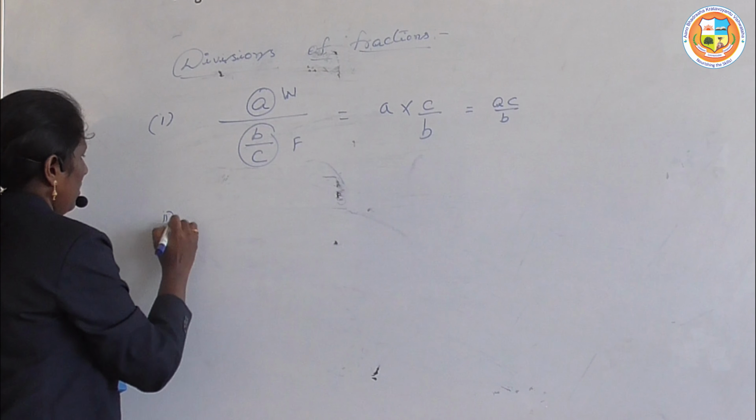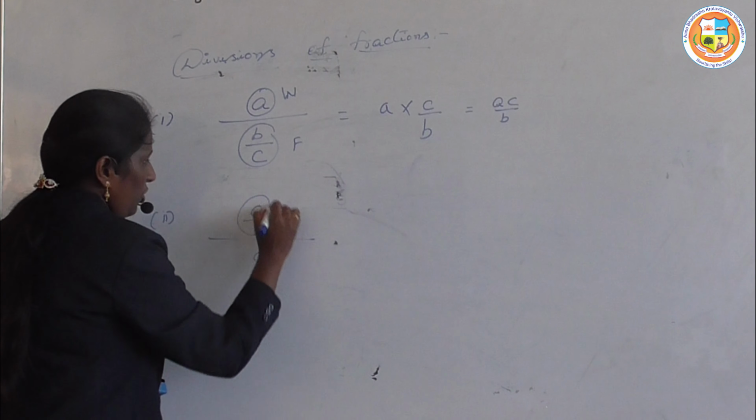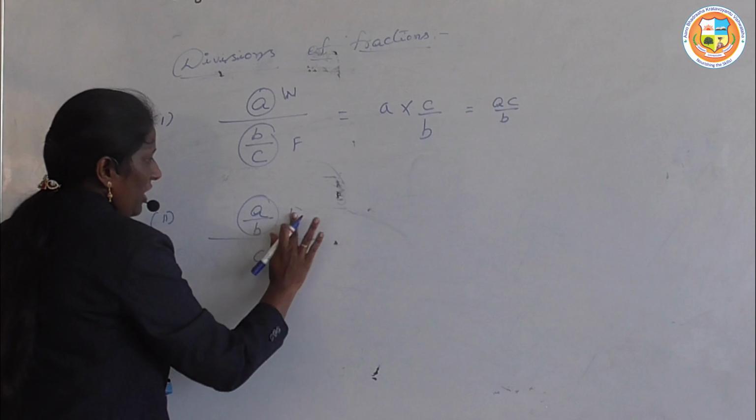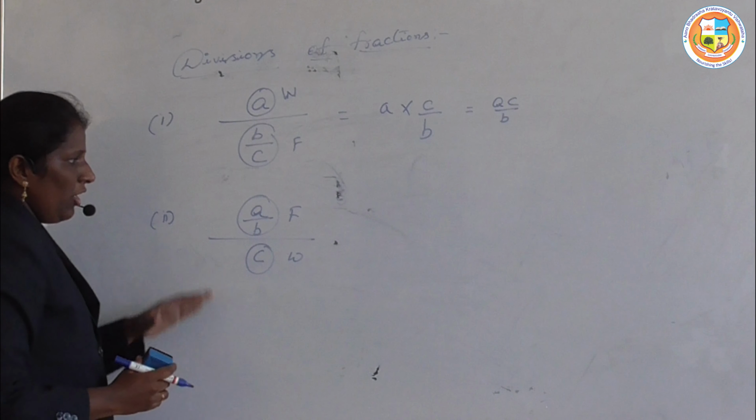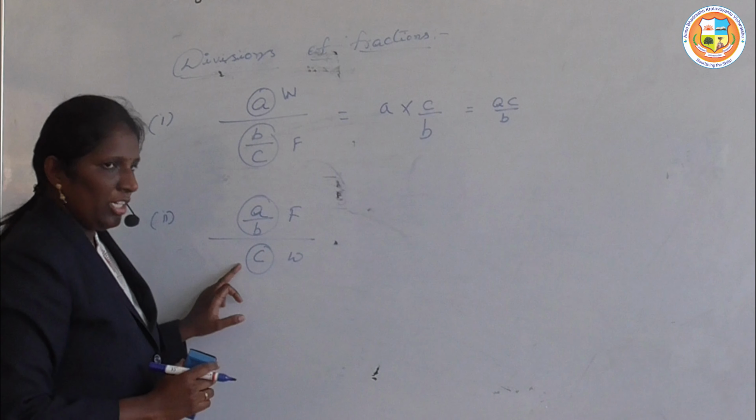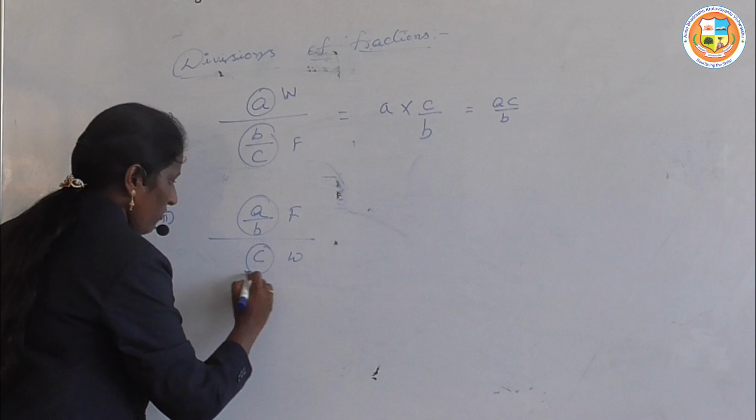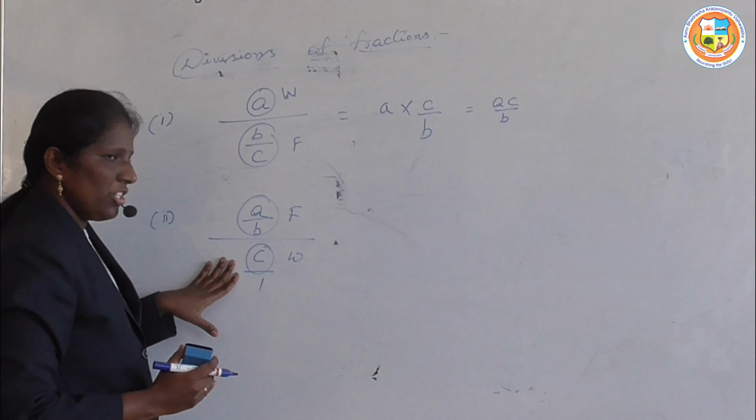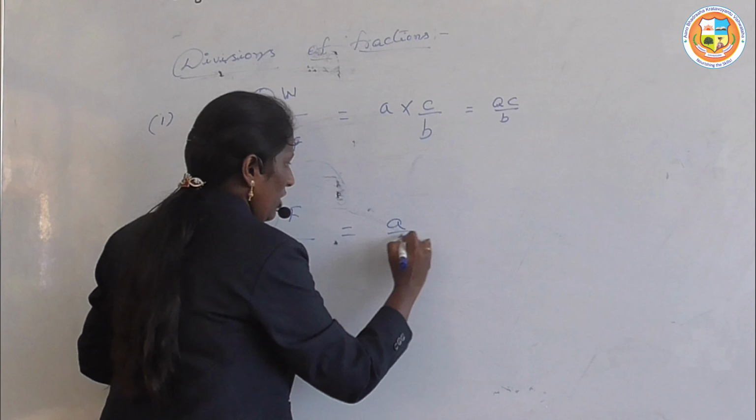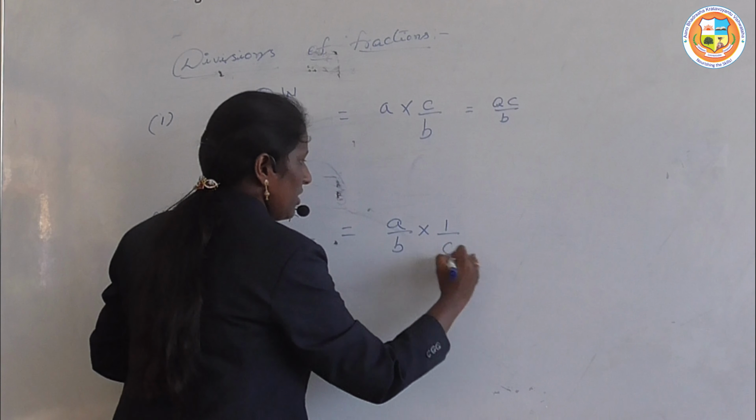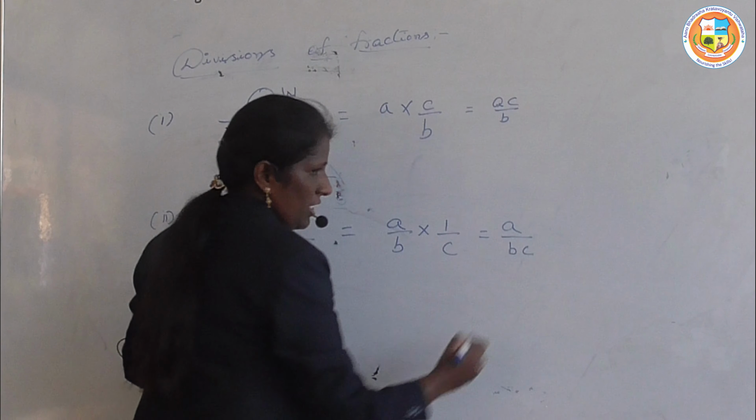Now if you take a by b by c, that means the numerator is a fraction and the denominator is a whole number. Now observe here the denominator is a whole number, not a fraction. Every whole number can be written as a fraction, that is over 1. That's why this fraction can be interchanged, reciprocal. That means here a by b into 1 by c, that is equal to a into 1, a by b into c, bc. This is the second case.